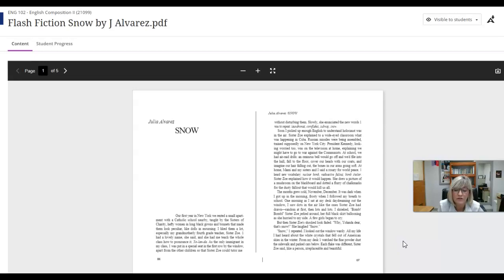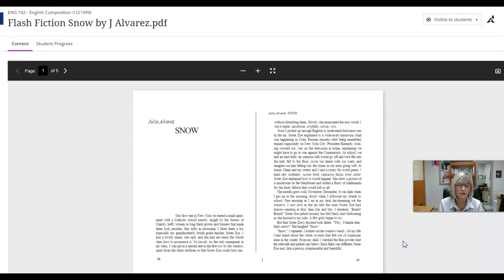She describes the sisters there, the nuns, and how she really likes Sister Zoe, her grandmotherly fourth grade teacher. Sister Zoe puts her in a special seat by the window so that she could be tutored. And then she says she enunciates the new words I was to repeat: laundromat, cornflakes, subway, snow. That should be a bing, bing, bing.